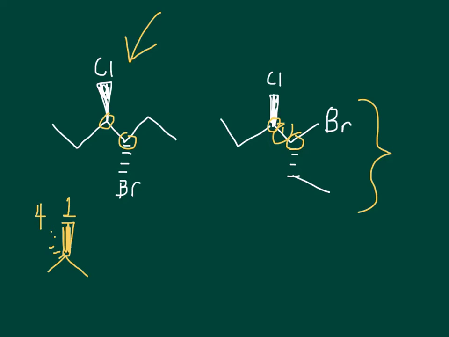Now, since the other two are both carbons, we have to see what they're connected to and determine the prioritization based on that. The carbon on the left is connected to another carbon and two H's, while the carbon on the right is connected to a bromine, a carbon, and a hydrogen.